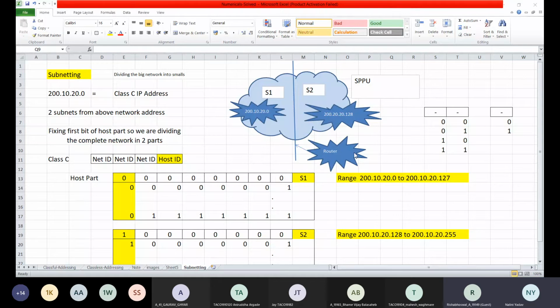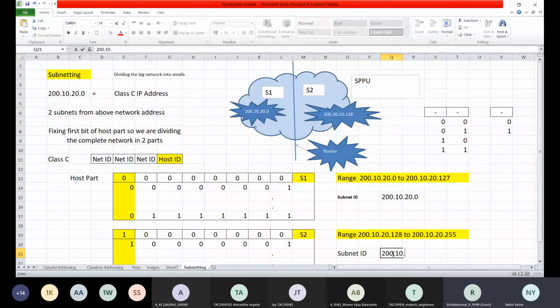Ma'am, the first or the last, we are using it to identify whether it's S1 or S2. Like you said that we would count 200.10.20 till 126, not 127. And in the S2 one, we will count at 129 and 254. So we aren't counting that for identifying whether it's S1 or S2.